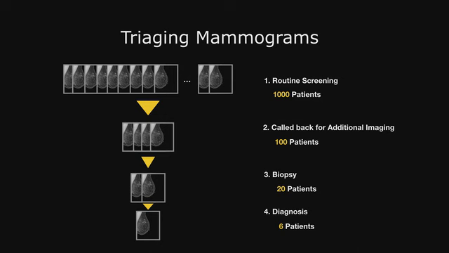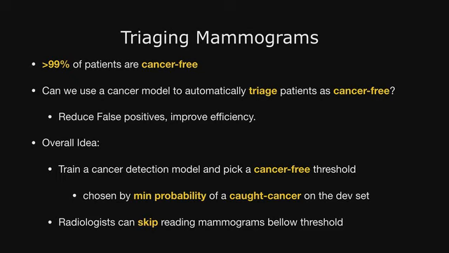So let's look more closely at the numbers of the actual breast cancer screening workflow. As Connie already said, you might see something like 1,000 patients, all of them take mammograms, and of that 1,000, on average, maybe 100 will be called back for additional imaging. Of that 100, something like 20 will get biopsied, and you'll end up with maybe 5 or 6 diagnoses of breast cancer. So one very clear thing you see when you look at this funnel is that way over 99% of people that you see in a given day are cancer-free, so your actual incidence is very low.